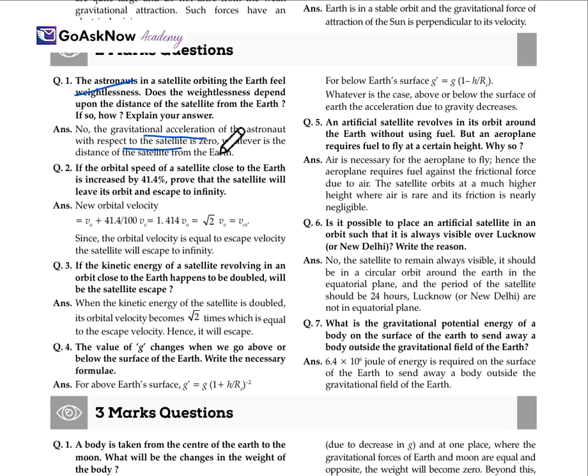As we have read, weightlessness is only felt by the astronaut. And at that time, the gravitational acceleration of the astronaut with respect to the satellite is 0. Whatever the distance from the Earth, it will be 0 only.